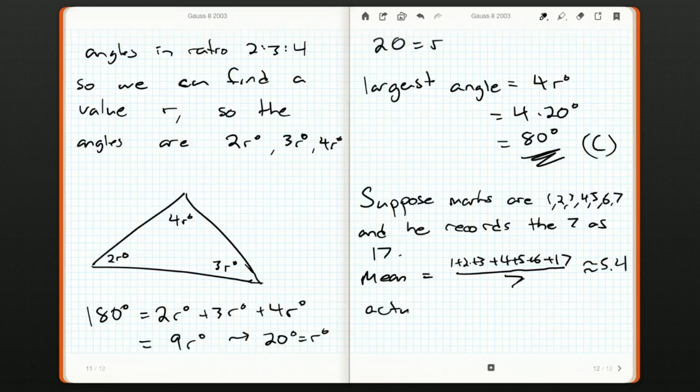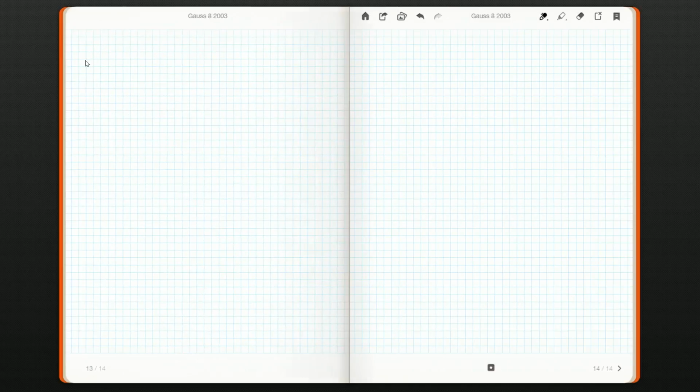But it's actually 1 plus 2 plus 3 plus 4 plus 5 plus 6 plus 7, and that is a much different number. 28 divided by 7, we get a 4. So the mean is affected by him recording his top mark wrong. There's an example of it happening. So mean, that's definitely one of the possibilities.